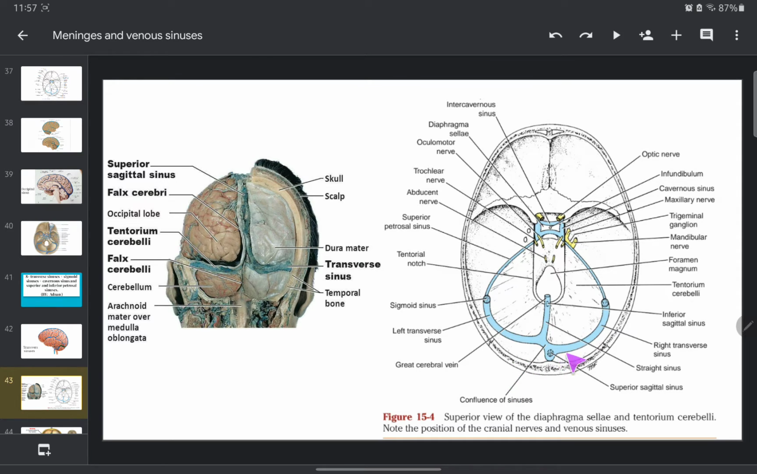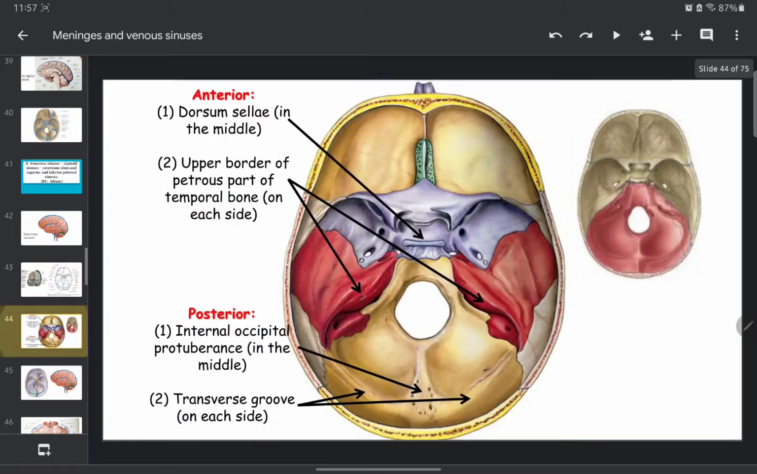Each one of these, right and left, occupies the attached border of the tentorium cerebri. They originate here at the internal occipital protuberance, which is a very important landmark, and here the confluence of sinuses, and they move like this. If we have a pen here, for example, it will move like this, on the right and on the left.